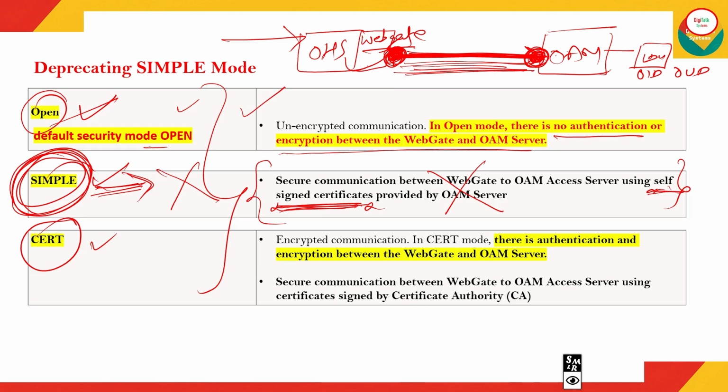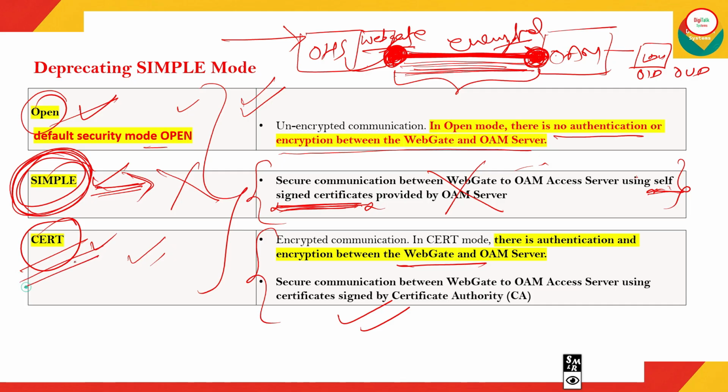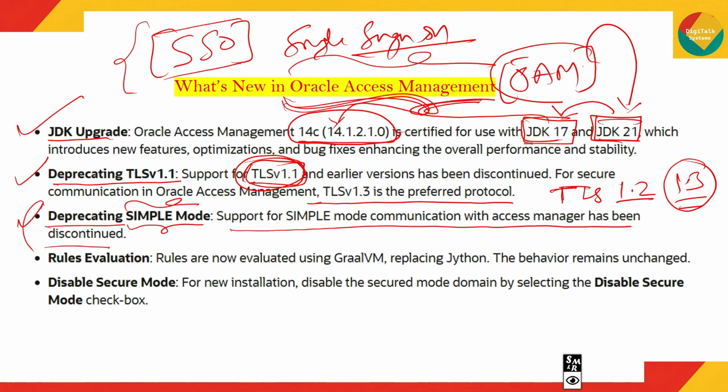So either you go with the open mode. If you are sure that your environment is very secure, then you can go with the default open mode. Otherwise, you can go with the CERT mode. In CERT mode, the communication between WebGate and OAM is encrypted, but not with the self-signed certificate. It is encrypted with third-party certificates. So you have to get some third-party certificates and apply them to make the communication between WebGate and OAM secure. This is now the recommended mode from Oracle. So this is one of the enhancements I was talking about, deprecating simple mode.